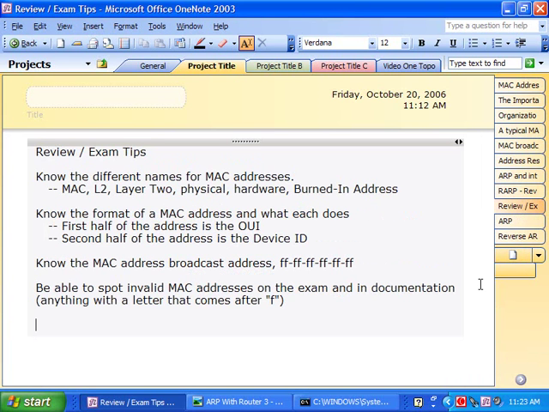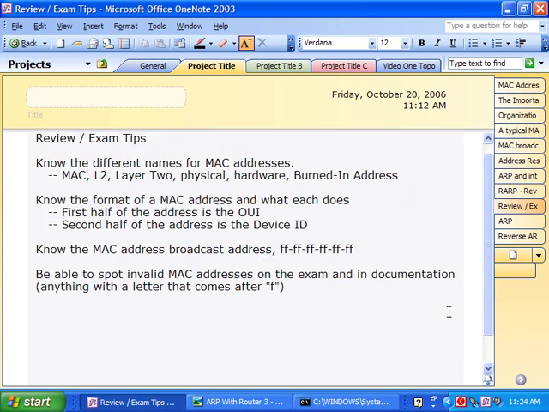So let's take a quick review here and some exam tips that I think can help you out. Just some things I would know walking into the exam room, and also for real-world networks as well. You really want to know the different names for MAC addresses and what they're referring to, if they call it a physical address or a hardware address. You tend to hear those more around network rooms than you would in an exam room.